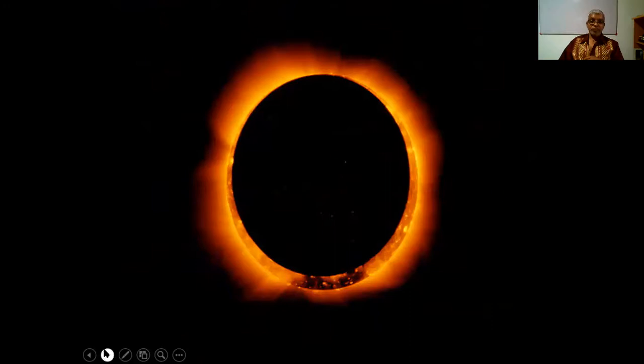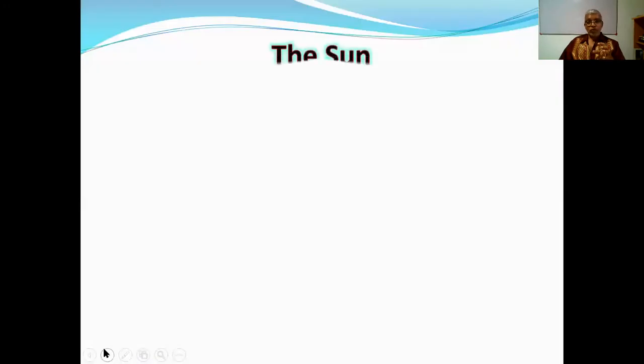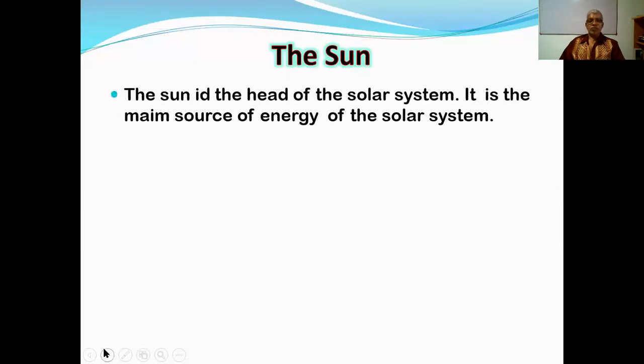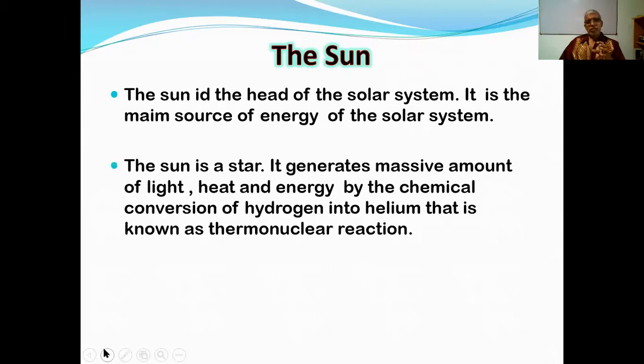That's the condition. Therefore, we will have to talk about the sun, because the sun is the most important part of our solar system. The sun is a star. That's the head of the solar system. As the head of the solar system, it governs the whole solar system. It supplies the necessary energy for the maintenance or existence of the solar system.